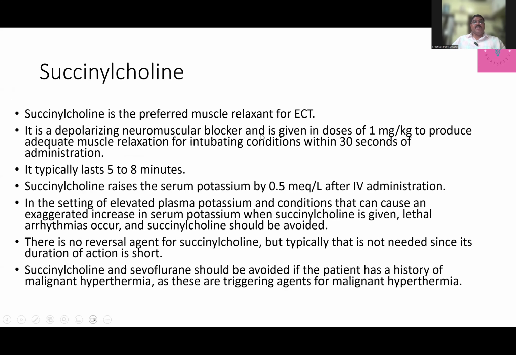Succinylcholine is the preferred muscle relaxant for ECT. It is a short-acting depolarizing neuromuscular blocker given in a dose of 1 milligram per kg to produce adequate muscle relaxation for intubation within 30 seconds of administration. It typically lasts for 5 to 10 minutes, 5 to 8 minutes. It raises serum potassium levels after IV administration, so hyperkalemic patients should be treated very cautiously. There is no reversal agent for succinylcholine, but typically that is not needed because its duration is very short.